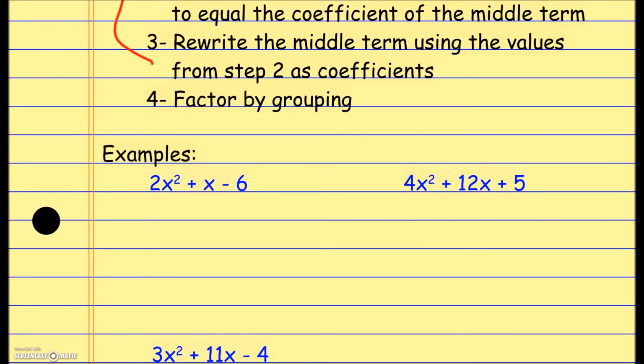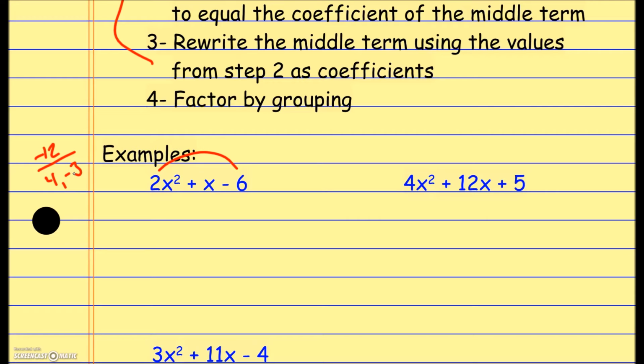If I look at something like this guy, again, build a bridge. I'm going to take the first coefficient and the last coefficient, so the 2 times a negative 6, which is a negative 12. And now I just need to come up with two numbers that multiply together to give me that bridge, the negative 12, but add together to give me this middle coefficient right here, which is a positive 1. Okay? And so the two numbers that multiply to a negative 12 but add to a positive 1 are a 4 and a negative 3.